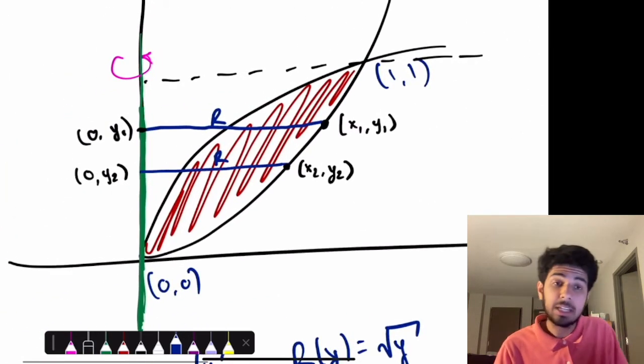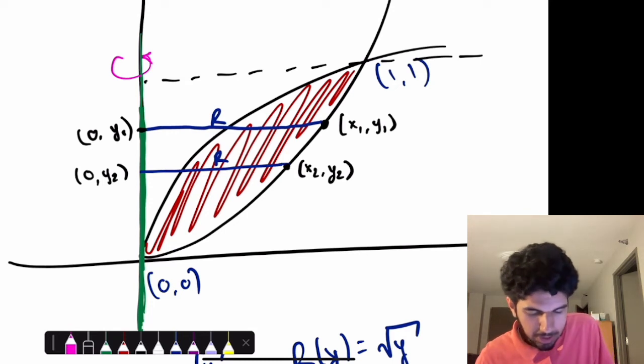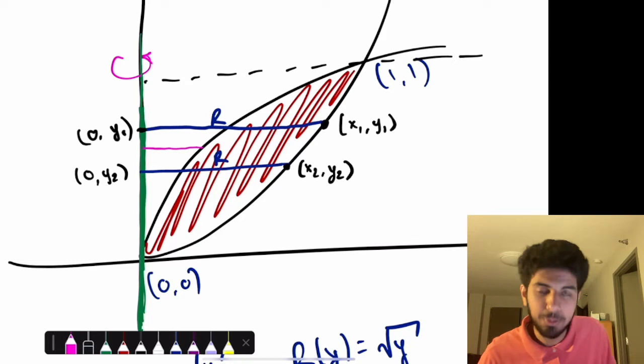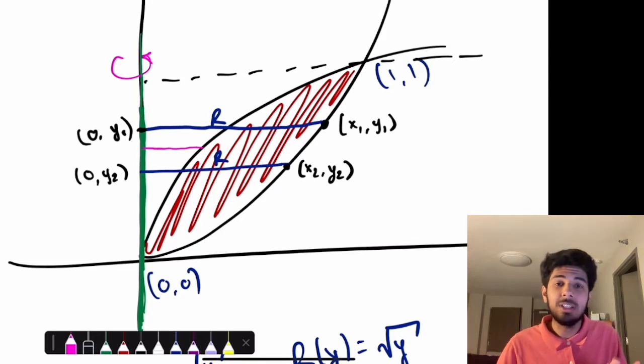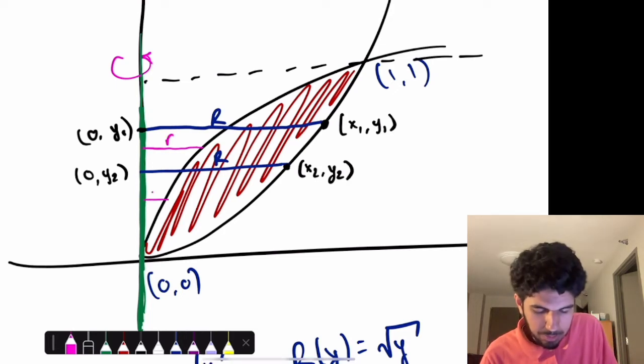Let's come back here, because now we need to find little r. So we can do a similar exercise. Start at your axis of rotation and keep on going until you hit the inner point, or the inner function, or the other bound of the region. So this would be a little r, this would be a little r.